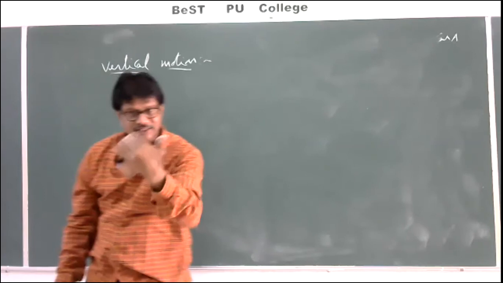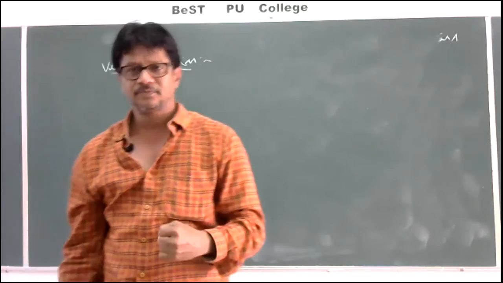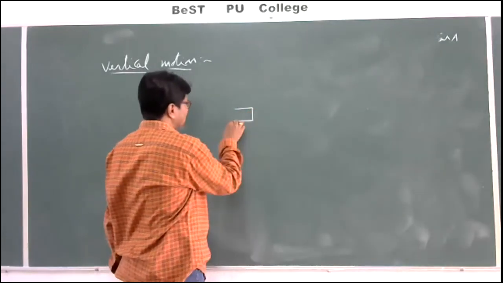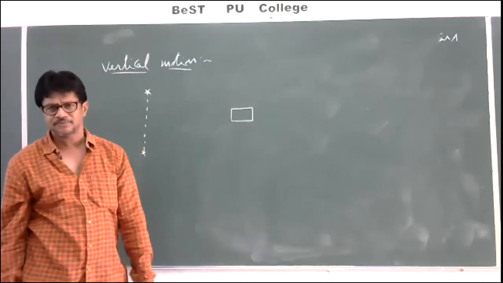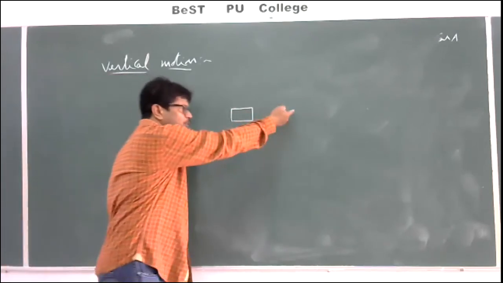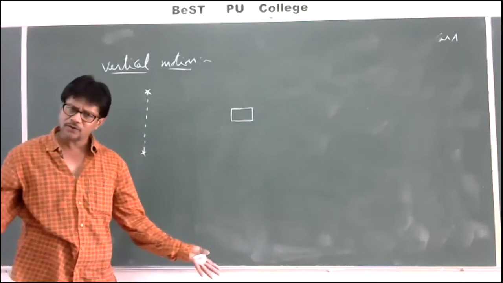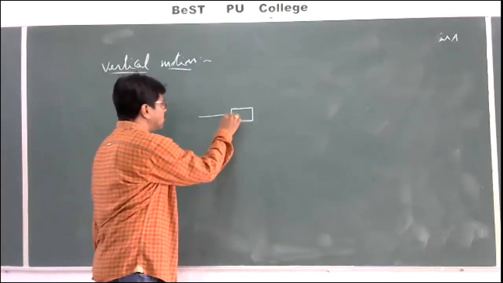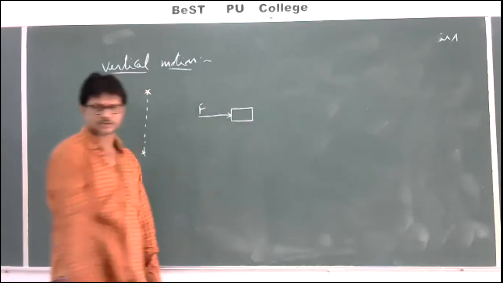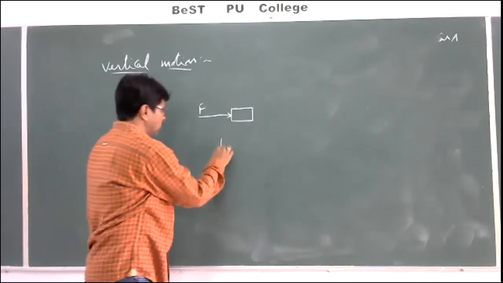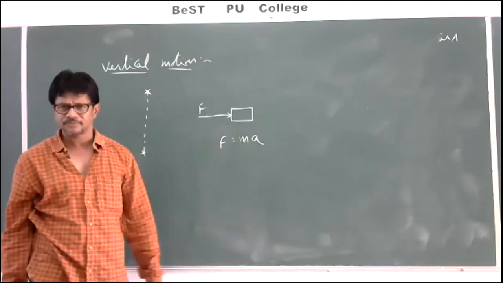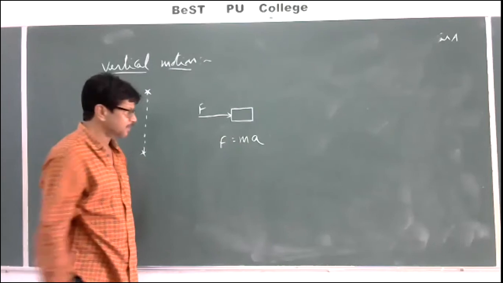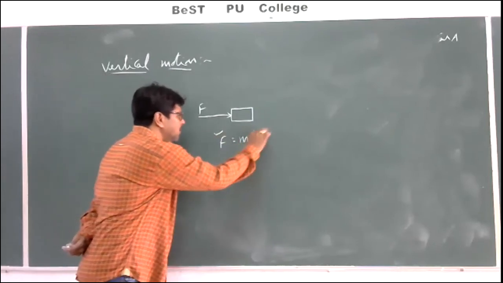From where is the body getting an acceleration? That question arises. For example, if you take a body like this, initially this body is at rest. Now I want to make it move. Then what will we do? We need to apply a force. So I'm applying a force. If I apply a force, F is equal to ma. General formula, F is equal to ma. So whenever there is a force, there will be an acceleration.